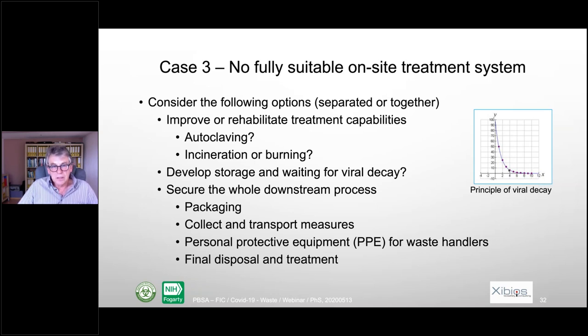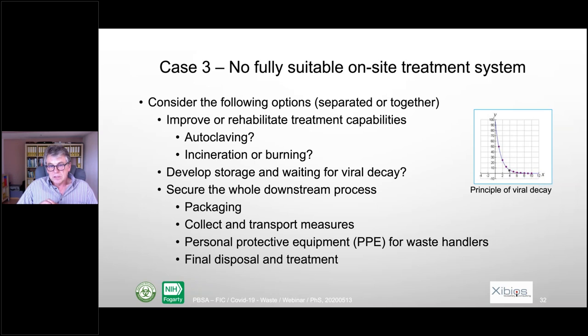Then if you don't have any way to treat the waste in any way, in that case, you need to make sure that the whole downstream process, from collection to final destruction or disposal, is safe. That means that you need to take care of packaging, a good packaging system.